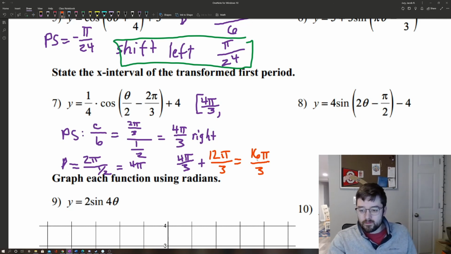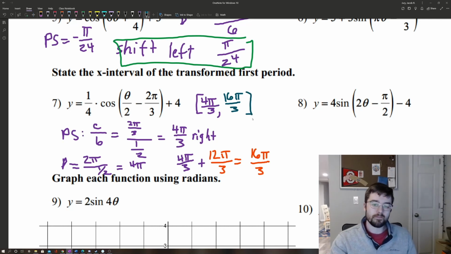So that means my full coordinate point is 4 pi over 3, 16 pi over 3 with brackets. Okay, so there is a bit of adding fractions there.